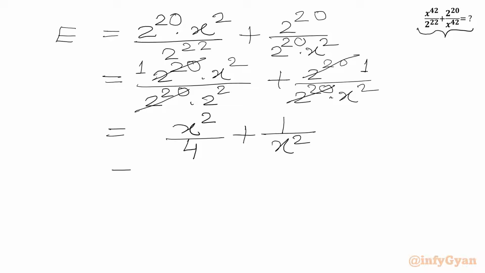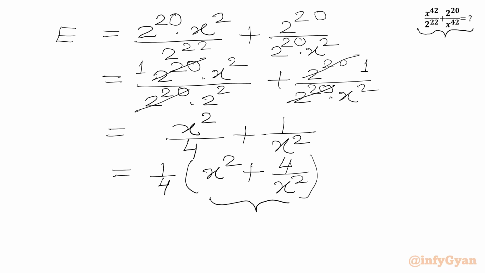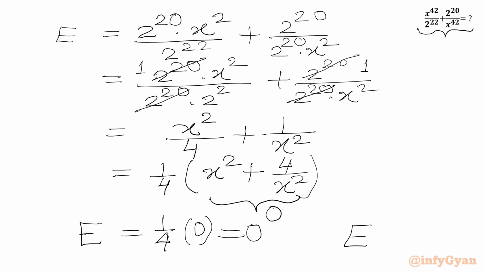Now we are going to take 1 over 4 common out. So in the bracket we will write x square plus 4 over x square, and as per our equation 1, this is 0. So we can write our answer. E will be equal to 1 over 4 times 0, which is 0. So the final answer becomes: the expression value will be 0.